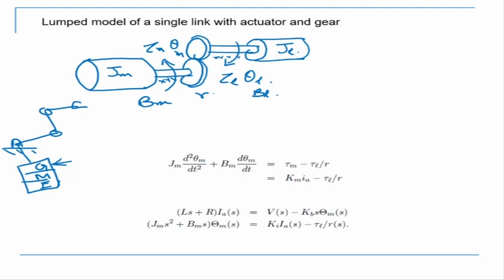Now if you look at the torque balance here, the equation of motion of the system is then, if we start looking at the torque balance, it becomes Jm into theta m double dot, plus Bm into theta m dot, which is equal to tau m minus tau L by R.